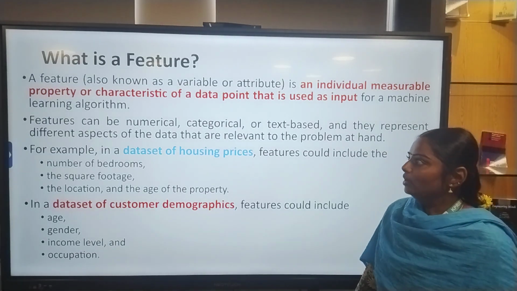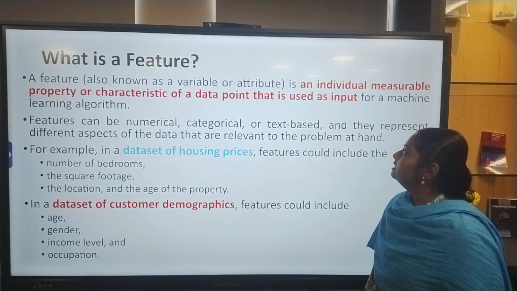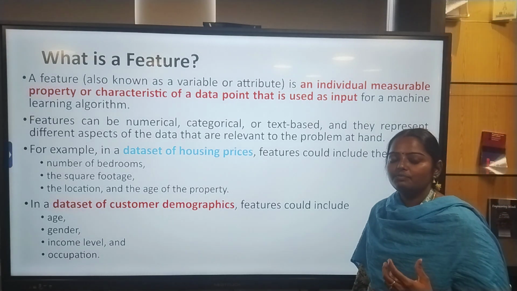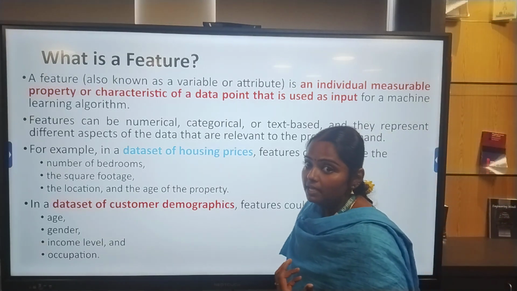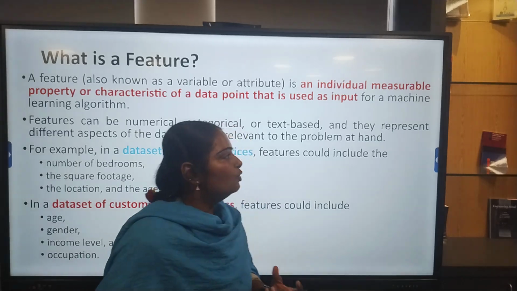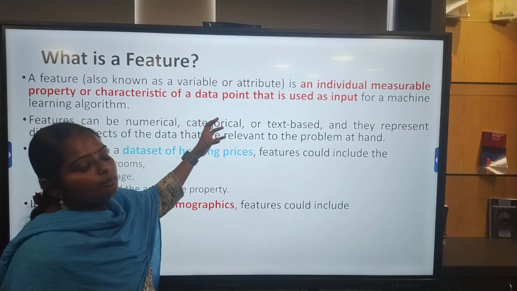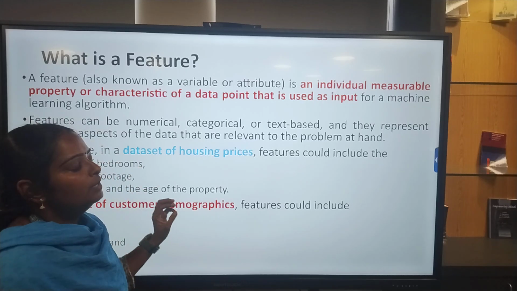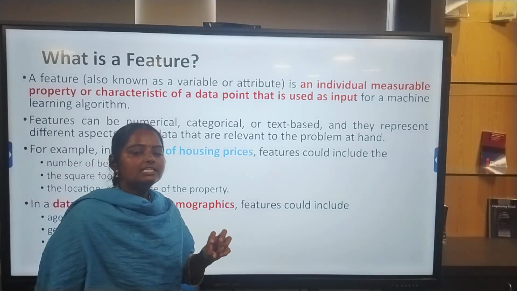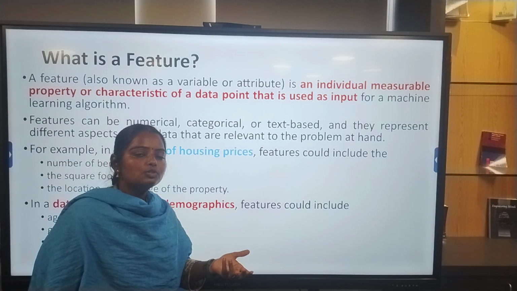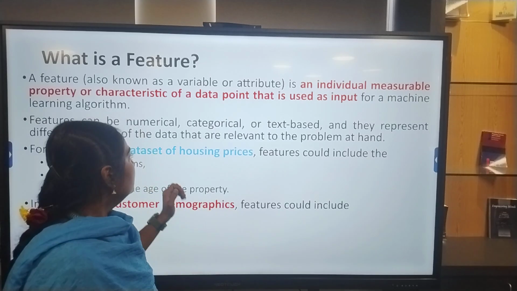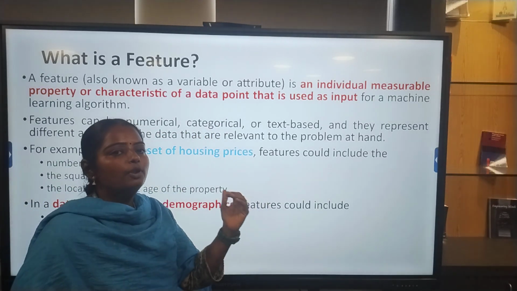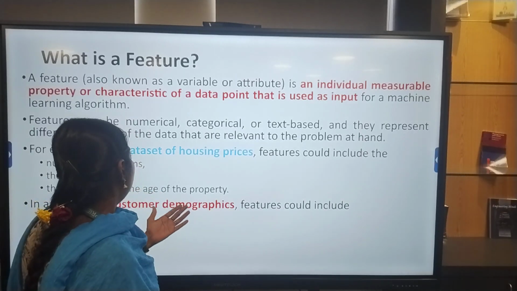And we will see what a feature is. A feature is nothing but an individual measure, property, or characteristic. We can call it anything. It may be a data point. So inside your data set, that data point is a very important input for a machine learning algorithm. As we all know, a data point may belong to any kind of category. It may be numerical data, or categorical data, or some text kind of data.